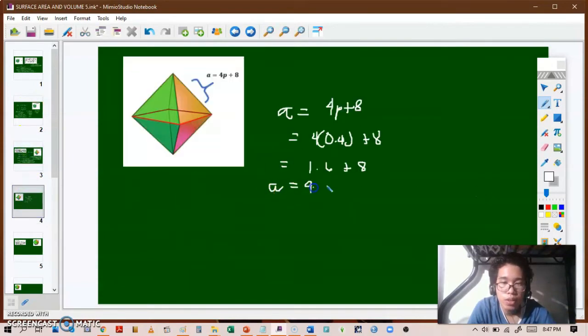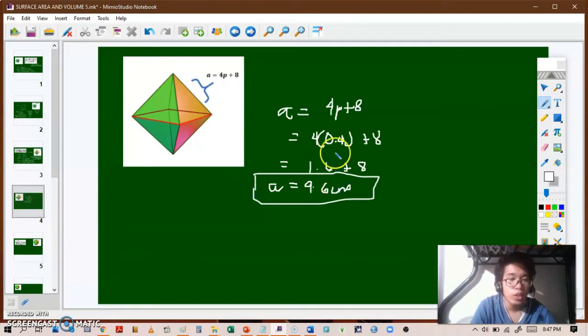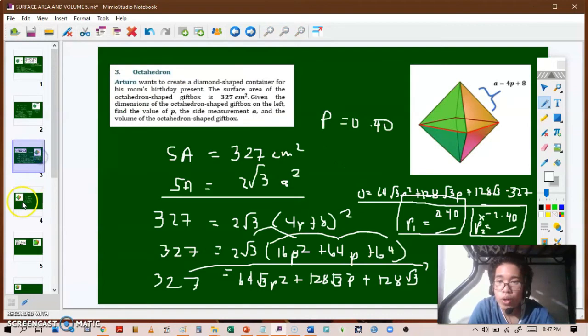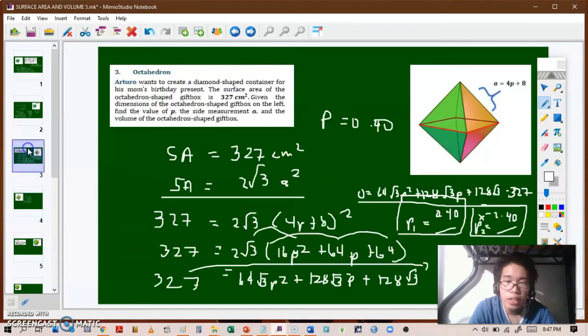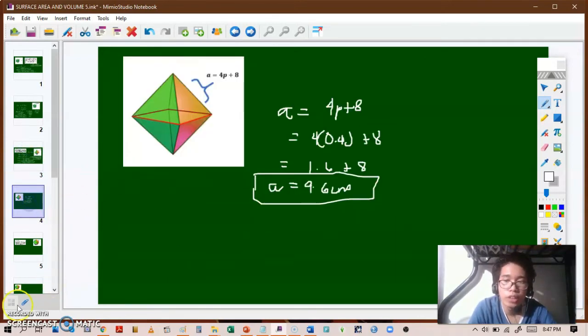9.6 centimeters. Okay, so that means the congruent side measurement of the octahedron-shaped, or diamond-shaped, container for Arturo's mom is 9.6 centimeters. Okay, so now we need to find the volume of the octahedron.